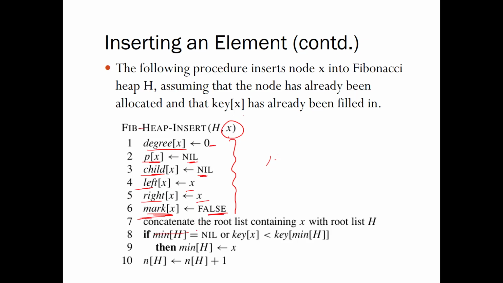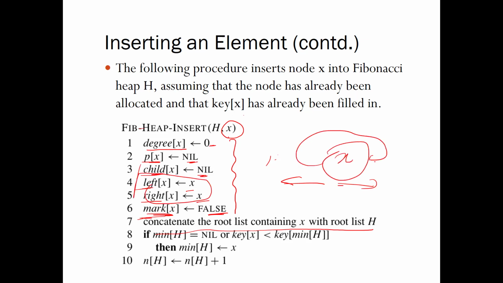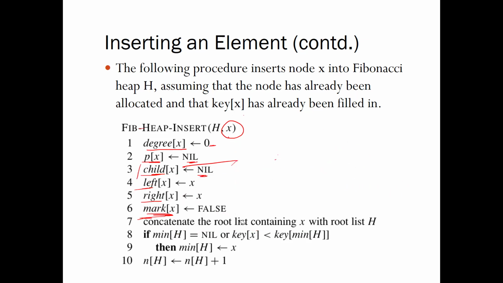Now concatenate the root list containing X with the root list H. You bring X into the root list and you bring it together. Concatenate means you add the pointers, the doubly linked list pointers here and there, make it circular, etc. It is circular already. You can see in steps 4 and 5, the node X that you created is circular to itself. Okay, that is it. Now, when you add it to the root list, you have to mark the pointers left and right like this. So you have to add the left and right pointers.